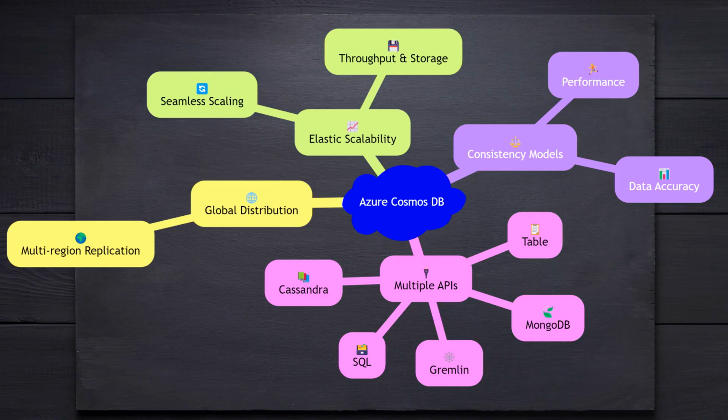Azure Cosmos DB offers several key features that make it a powerful choice for modern applications. These include global distribution, which allows data to be replicated across multiple regions, elastic scalability, enabling seamless scaling of throughput and storage, and multiple consistency models, providing flexibility in balancing performance and data accuracy. Additionally, it supports multiple APIs, including SQL, MongoDB, Cassandra, Gremlin, and Table, catering to different application requirements.